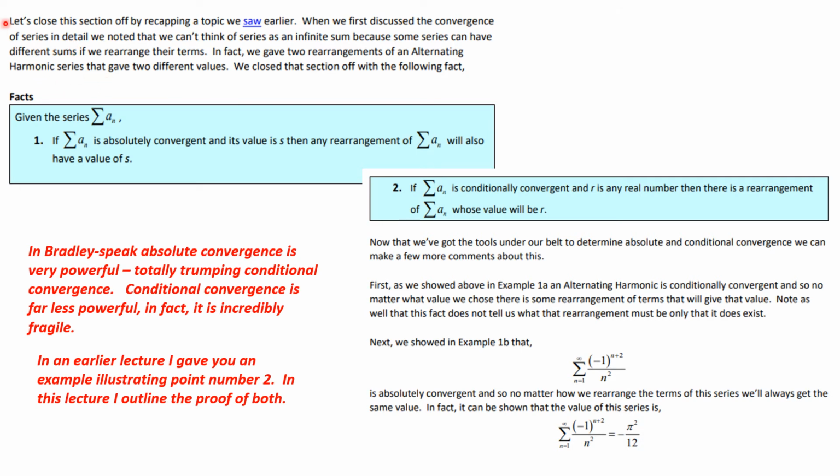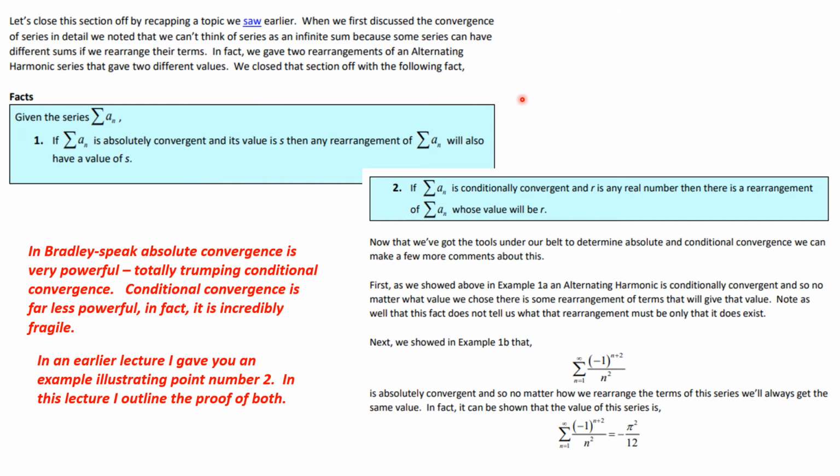Okay, now we're going to review another thing, recapping a topic that I talked about in an earlier lecture. When we first discussed convergence of series in detail, we noticed that we can't think of a series as an infinite sum because some series can have different sums if we rearrange their terms. I gave you an example of that. I didn't prove that. In fact, we gave two arrangements of the alternating harmonic series that gave different values. That's actually the example that we did.